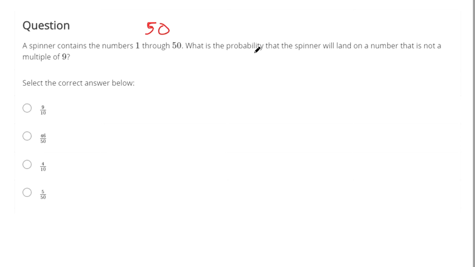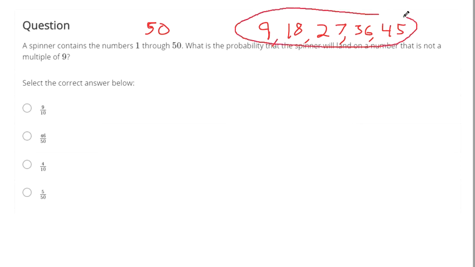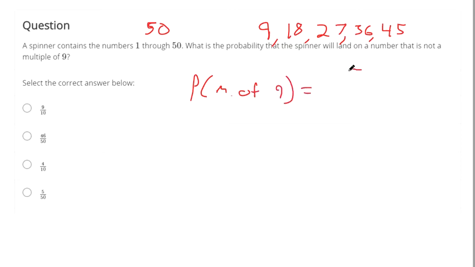So we got to list the multiples of 9 here. 9 is a multiple of itself. 9 times 2. 9 times 3. These are the multiples of 9. 9 times 4. 9 times 5. And that's it. These are the numbers that are between 1 and 50 and are multiples of 9. So there's 5 of them. So the probability of getting a multiple of 9 is 5 out of 50, which simplifies to be 1 out of 10, right?